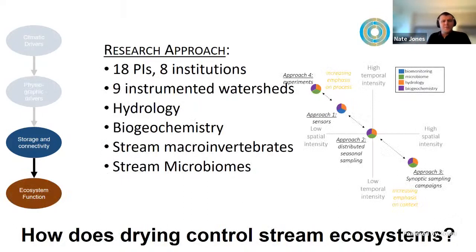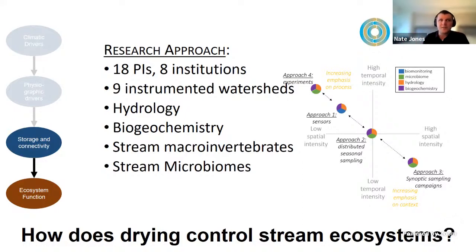And so that brings us to the empirical work, where we want to look at the storage and connectivity of individual watersheds. On the Ames team, this is an enormous project. There's roughly 18 PIs. I think there's really like 11 main PIs, but 18 different PIs across 8 institutions. We have 9 instrumented watersheds where we're studying hydrology, biogeochemistry, biodiversity of macroinvertebrates, and also the stream microbiome. So we're collecting an enormous amount of data.